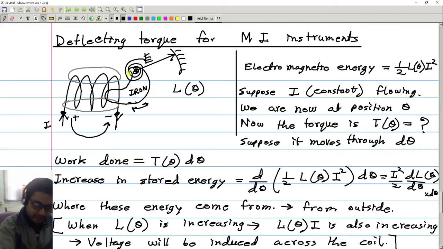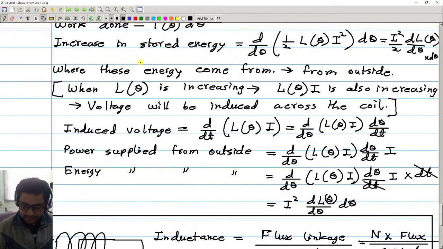But if there is a spring, then this torque will have to do some work against the torque of the spring. So this work will partially go into the kinetic energy of the iron piece, and the remaining part will go into the spring energy due to the twisting of the spring. Okay, the potential energy in the spring. So that's the thing.